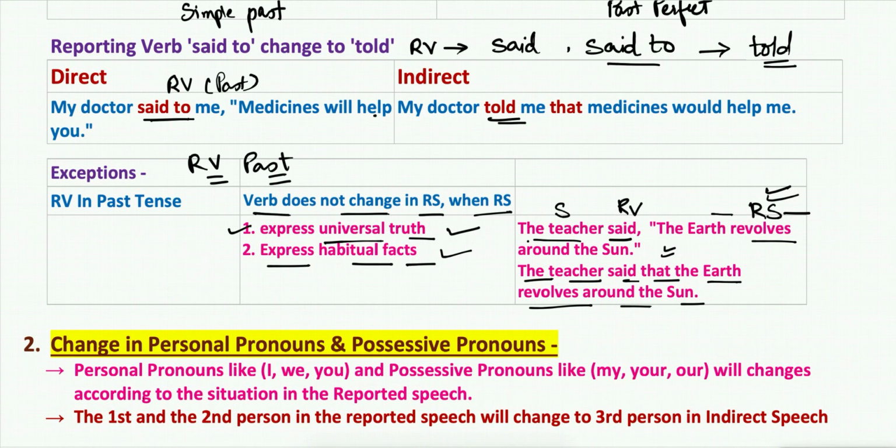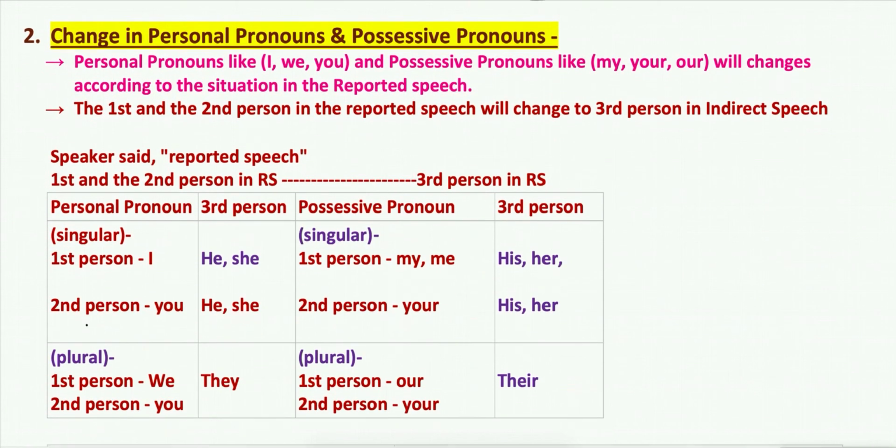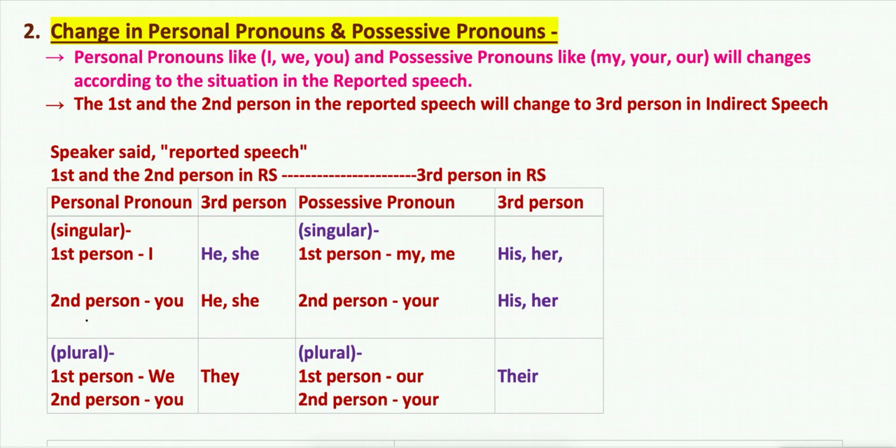We have seen the three conditions when the reporting verb is in present tense, future tense and past tense. Now, for changing a direct speech to indirect form, there will be a change in pronoun also. So, change, we know the pronoun has the three form. First person, we know that first person is I and we. Second person is you.